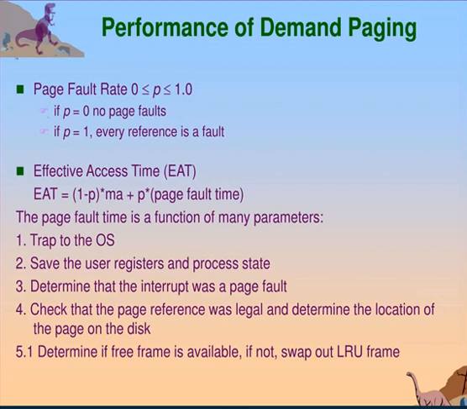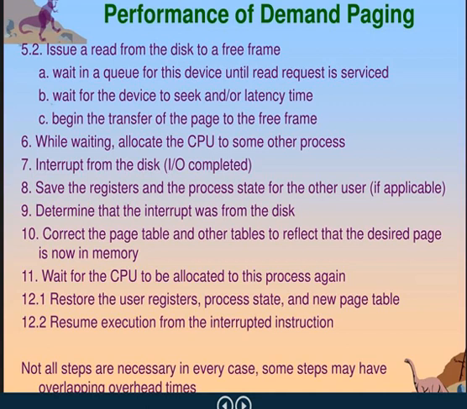The first one is trap to the operating system. Second, save the user registers and process state. Third, determine that the interrupt was a page fault. Fourth, check that the page reference was legal and determine the location of the page on the disk. Fifth, issue a read from the disk to a free frame. Before that, determine if a free frame is available. If not, swap out the LRU frame, that is the least recently used frame. Based on that, we can issue a read from the disk to a free frame.